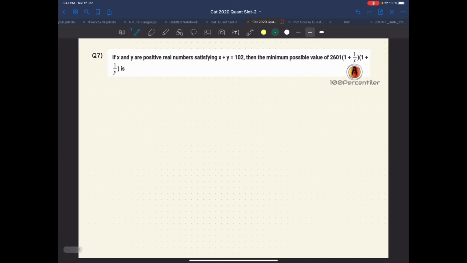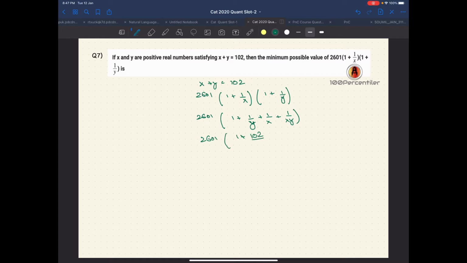Okay, looking at the next question, we are given here that x plus y is equal to 102, and we have to find the minimum possible value of 2601 multiplied by 1 upon 1 plus x multiplied by 1 upon 1 plus y. Now this can be simplified as 1 plus 1 upon y plus 1 upon x plus 1 upon xy. So this can be written as, x plus y we already know as 102, so 1 plus 103 upon xy.